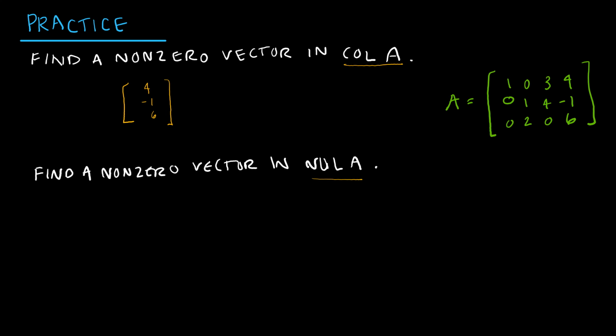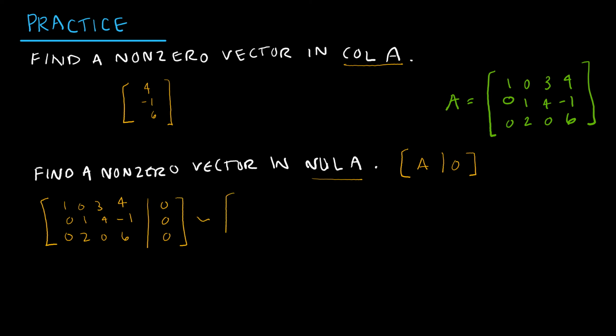For the second part, a non-zero vector in the null space of A requires me to take A, row reduce it, and augment it with the 0 vector. So I'm going to take the rows (1, 0, 3, 4), (0, 1, 4, -1), and (0, 2, 0, 6), augmented with the 0 vector, and do some row reductions.